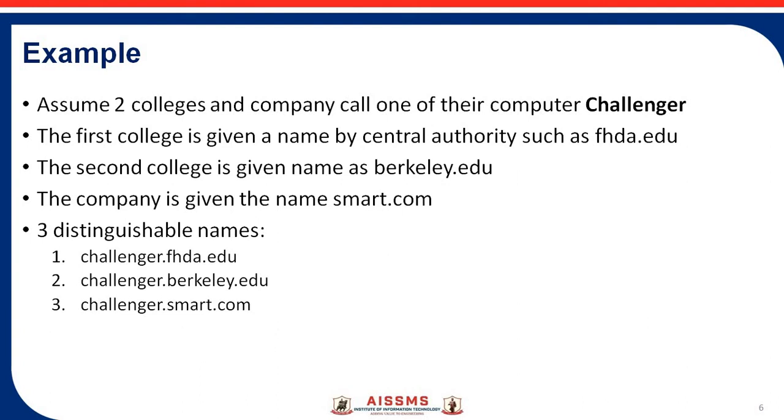A central authority can assign the parts of the name that define the nature of the organization and the name of the organization. The responsibility of the rest of the names can be given to the organization itself. The organization can add a suffix or prefix to the name to define its host or resources.